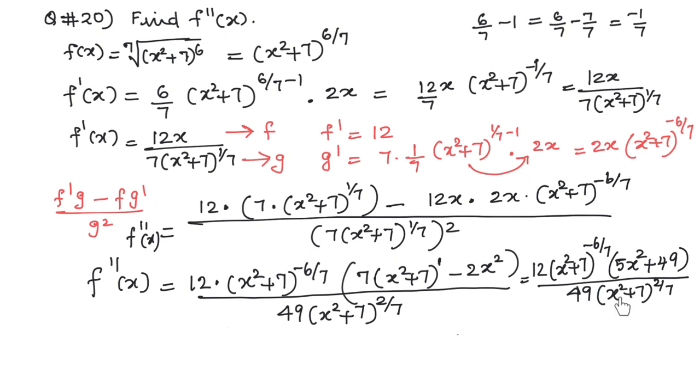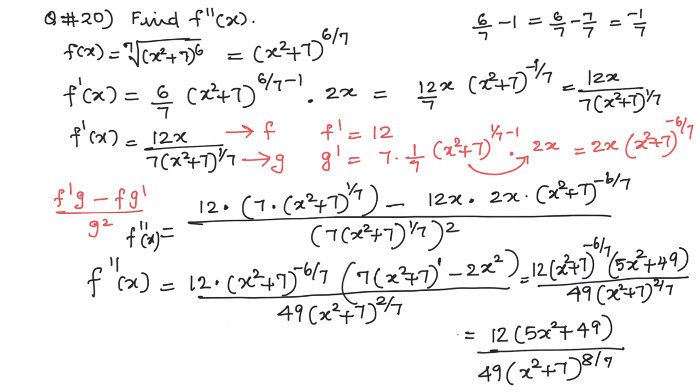While dividing, if the base is the same, we will subtract the exponent. So 2 over 7 minus negative 6 over 7. So 2 plus 6, right? So it will become 8 over 7. Or you can think that you are moving this to the denominator because of the negative exponent. So you will have one factor with the exponent 2 over 7, other factor with the exponent 6 over 7. So it becomes like a multiplication. While multiplying, you will add the exponent. So again, at the end, you will end up with the same final answer. So this is the final answer.